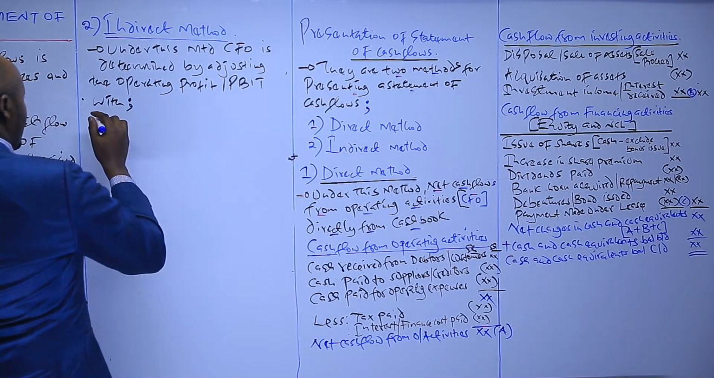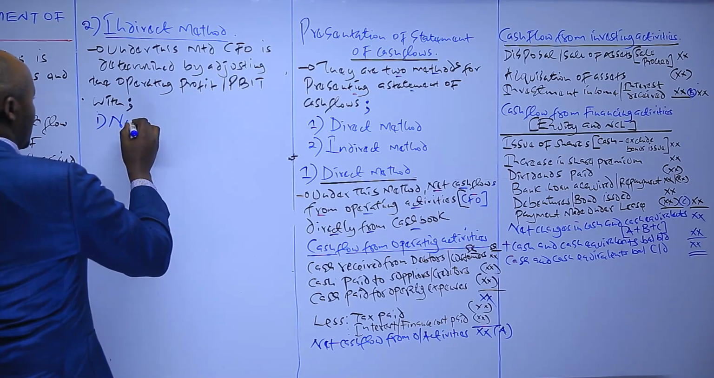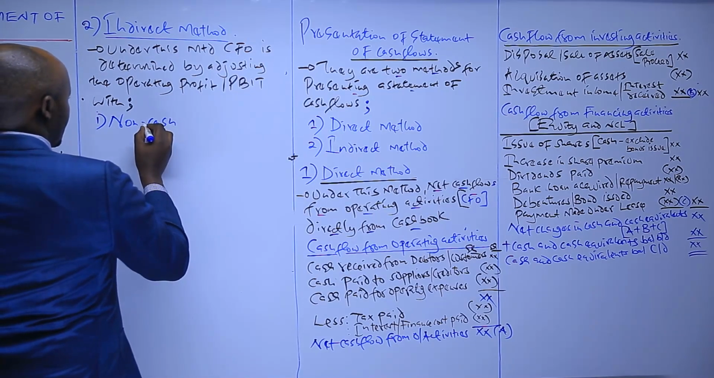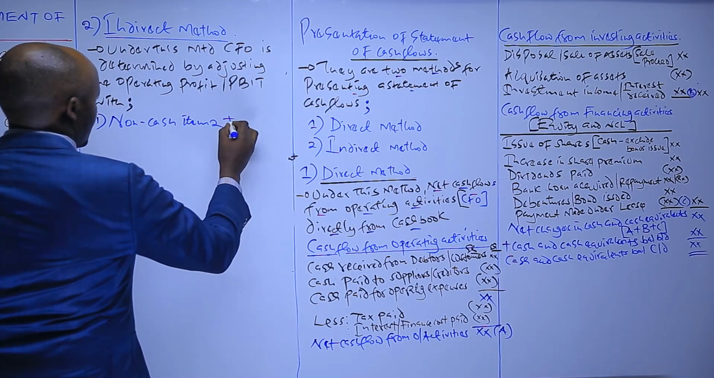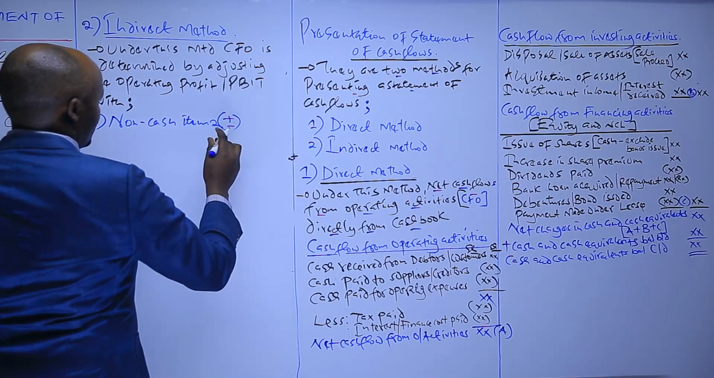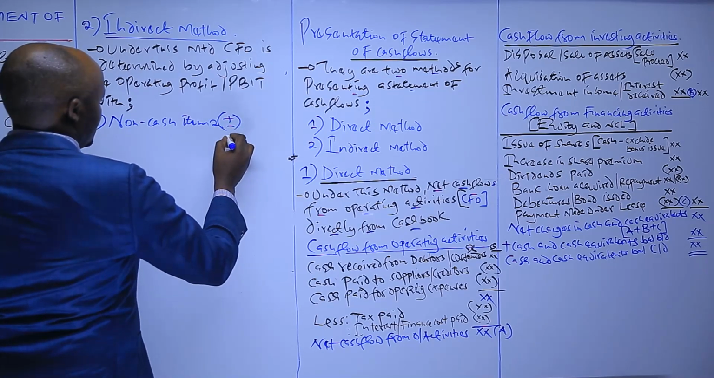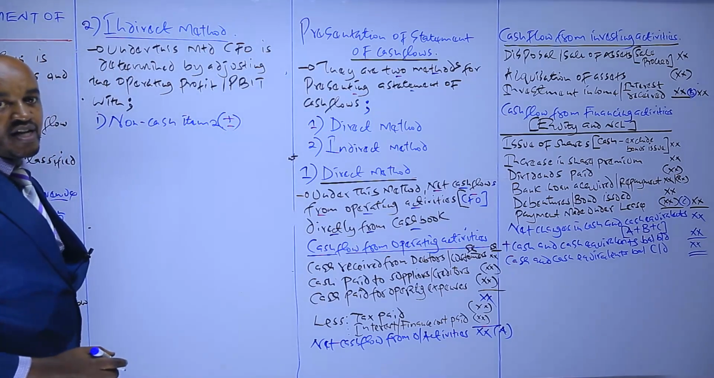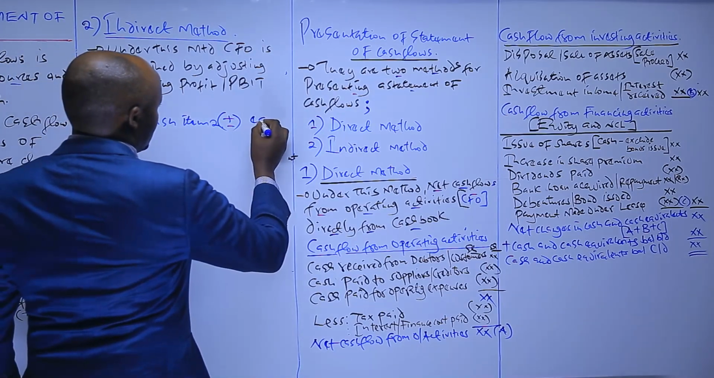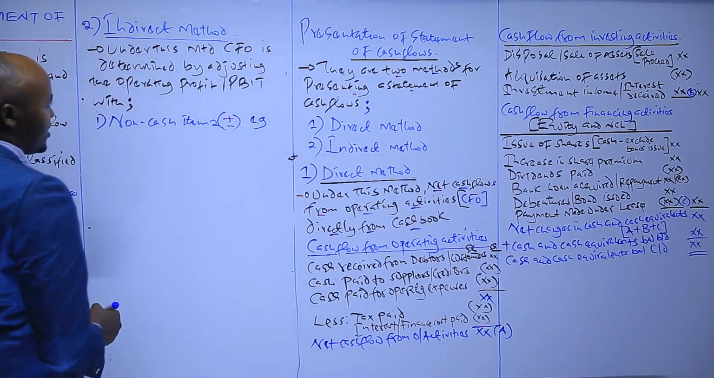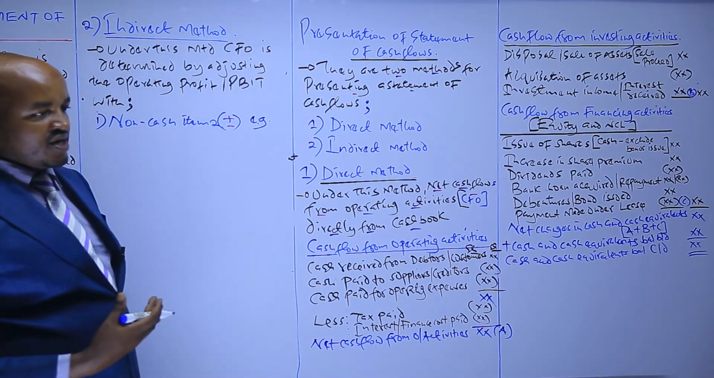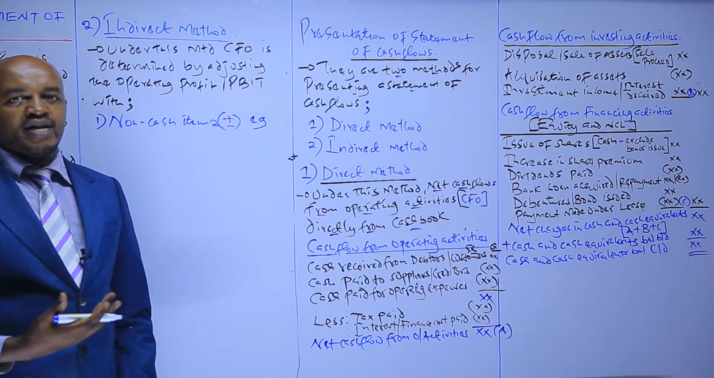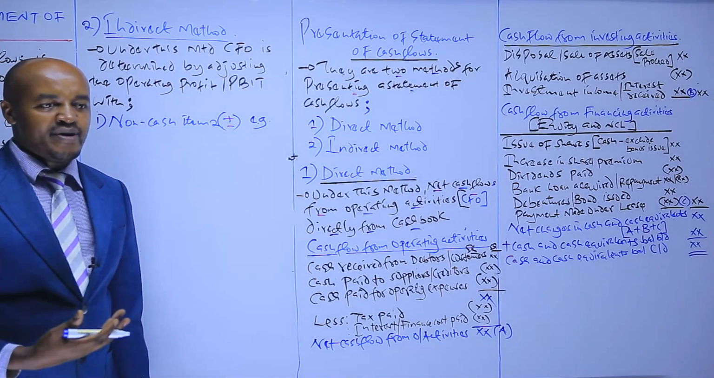One is non-cash items which were either added or deducted in arriving at that profit. Good examples of such items include depreciation, amortization of intangible assets, the impairment loss, and so on.